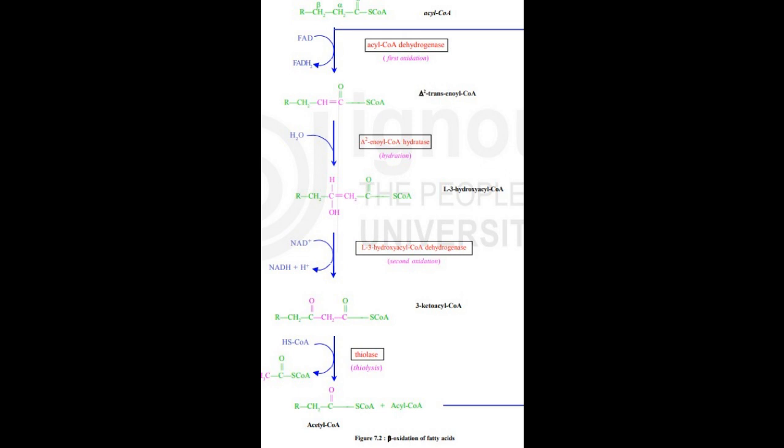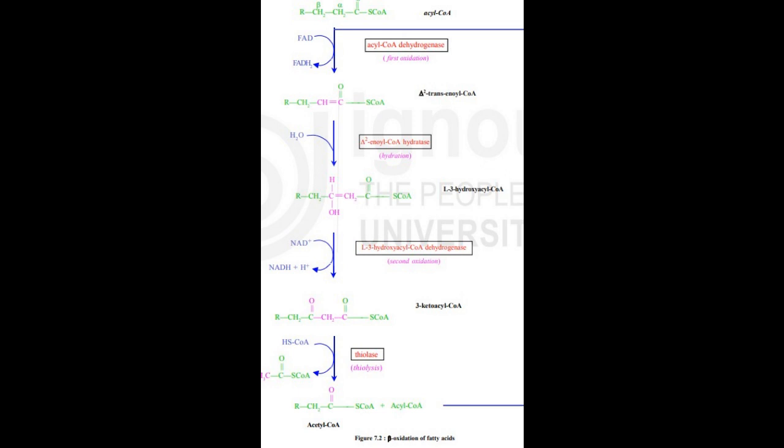Oxidation of a saturated acyl-CoA with an even number of C atoms to acetyl-CoA requires a repeated, sequential action of the following four enzymes, and the steps are highlighted herewith and in figure 7.2. 1. Acyl-CoA dehydrogenase, 2. Enoyl-CoA hydratase, 3. Beta-hydroxyacyl-CoA dehydrogenase, 4. Acetyl-CoA acyltransferase, beta-ketothiolase or thiolase.